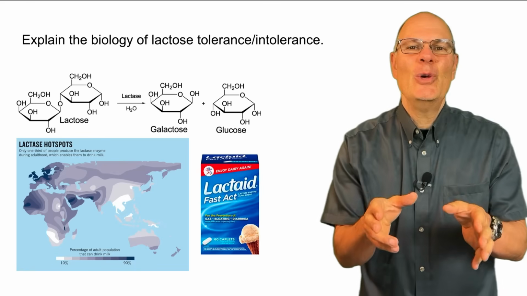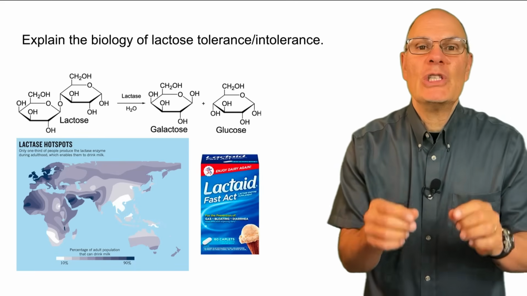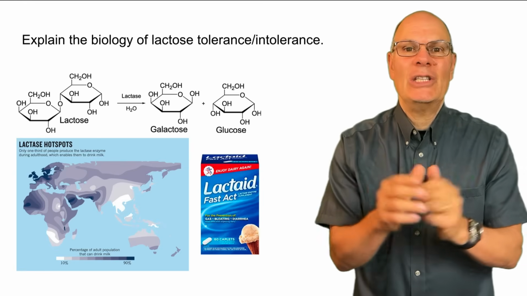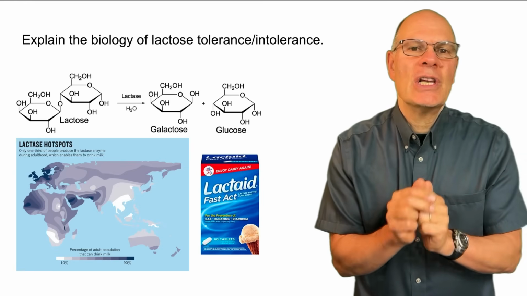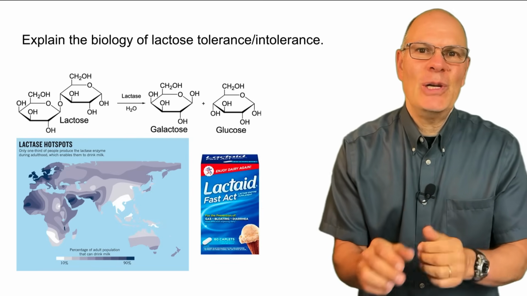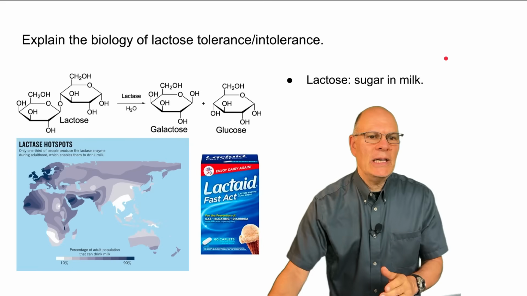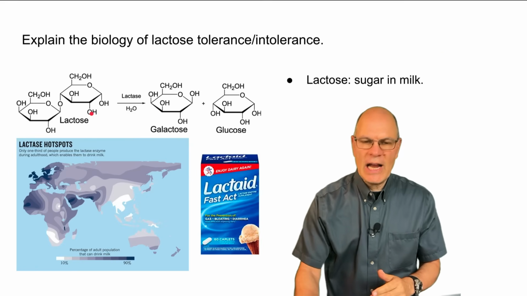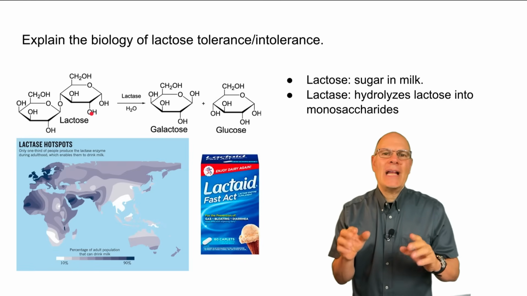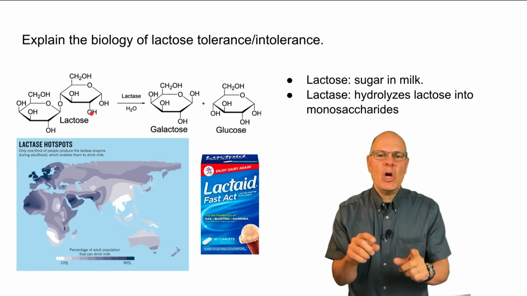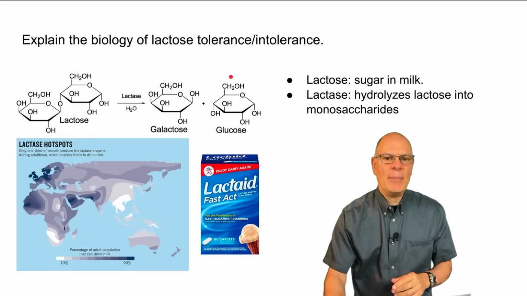Let's end our review of carbohydrates by looking at an issue in relatively recent human evolution related to carbohydrates. And that's about the biology of lactose tolerance and intolerance. So here's what you need to know. Lactose is the sugar in milk. Here it is, it's a disaccharide. Lactase is the enzyme that hydrolyzes lactose into monosaccharides. And here you see that reaction happening.